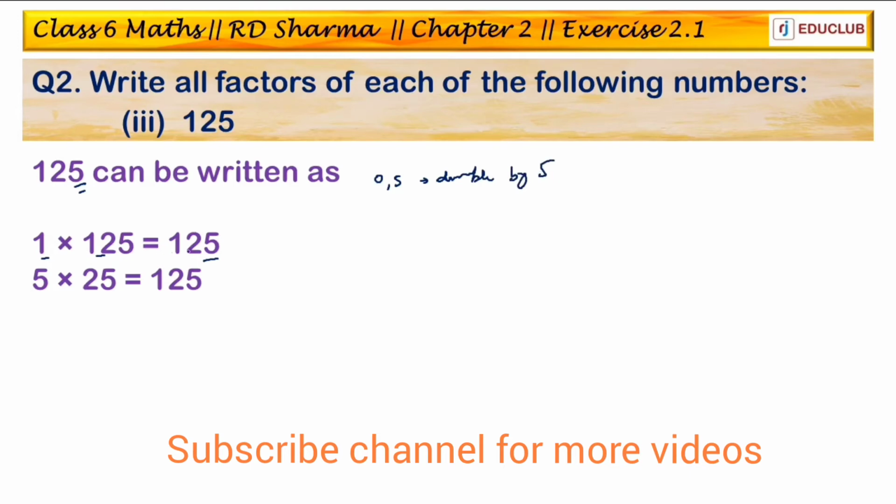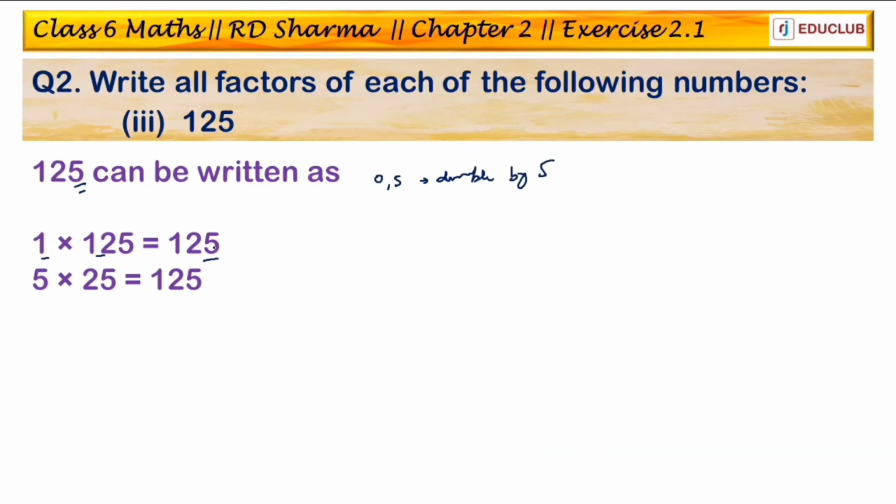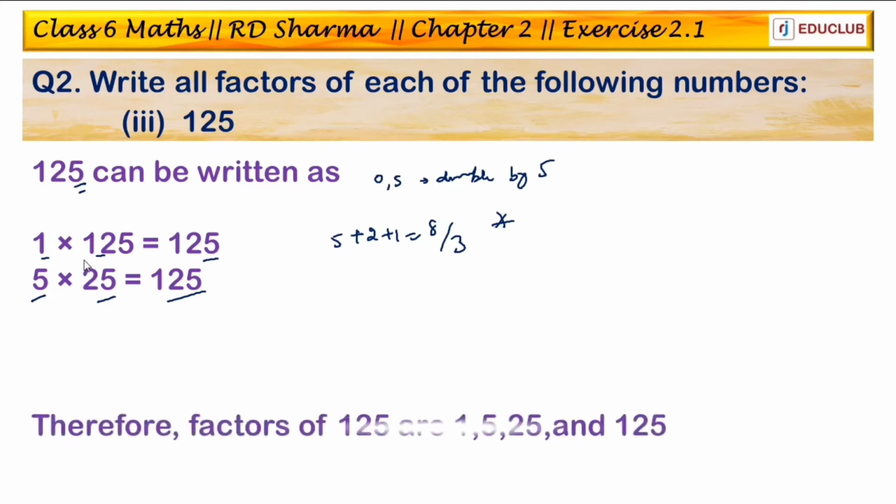Because it is 125, it is not divisible by 2. Similarly, 1 plus 2 plus 5 is 8, and 8 is not divisible by 3. So this is not divisible by 3. Similarly, not divisible by 4 also. So it will be divisible by 5: 5 into 25 is 125. Similarly, when we see other numbers, this is not divisible by any number except these. So the factors of this number are 1, 5, 25 and 125.